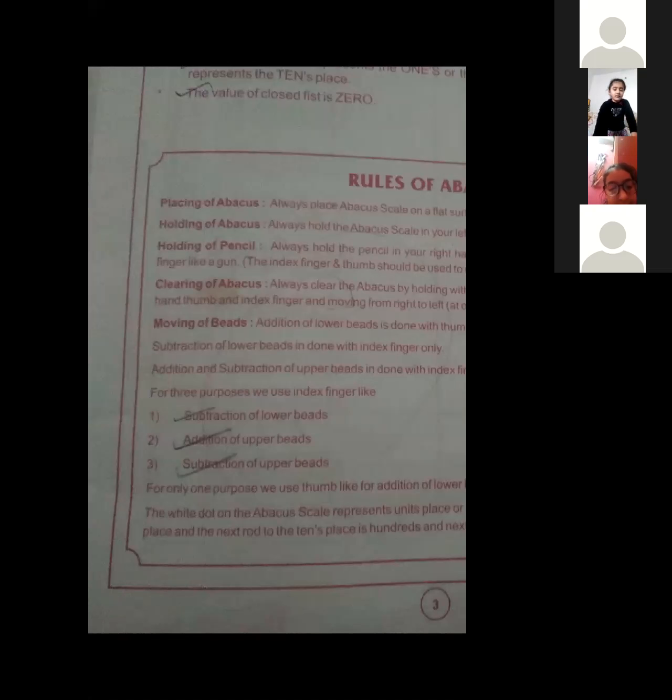What is the value when we clear the abacus scale? We clear it after every calculation with the help of thumb and index finger, isn't it? You remember? So what is the value of the cleared abacus? Ma'am, zero. Yes, the value of the cleared abacus is zero. Okay, dear. Thank you, dear.